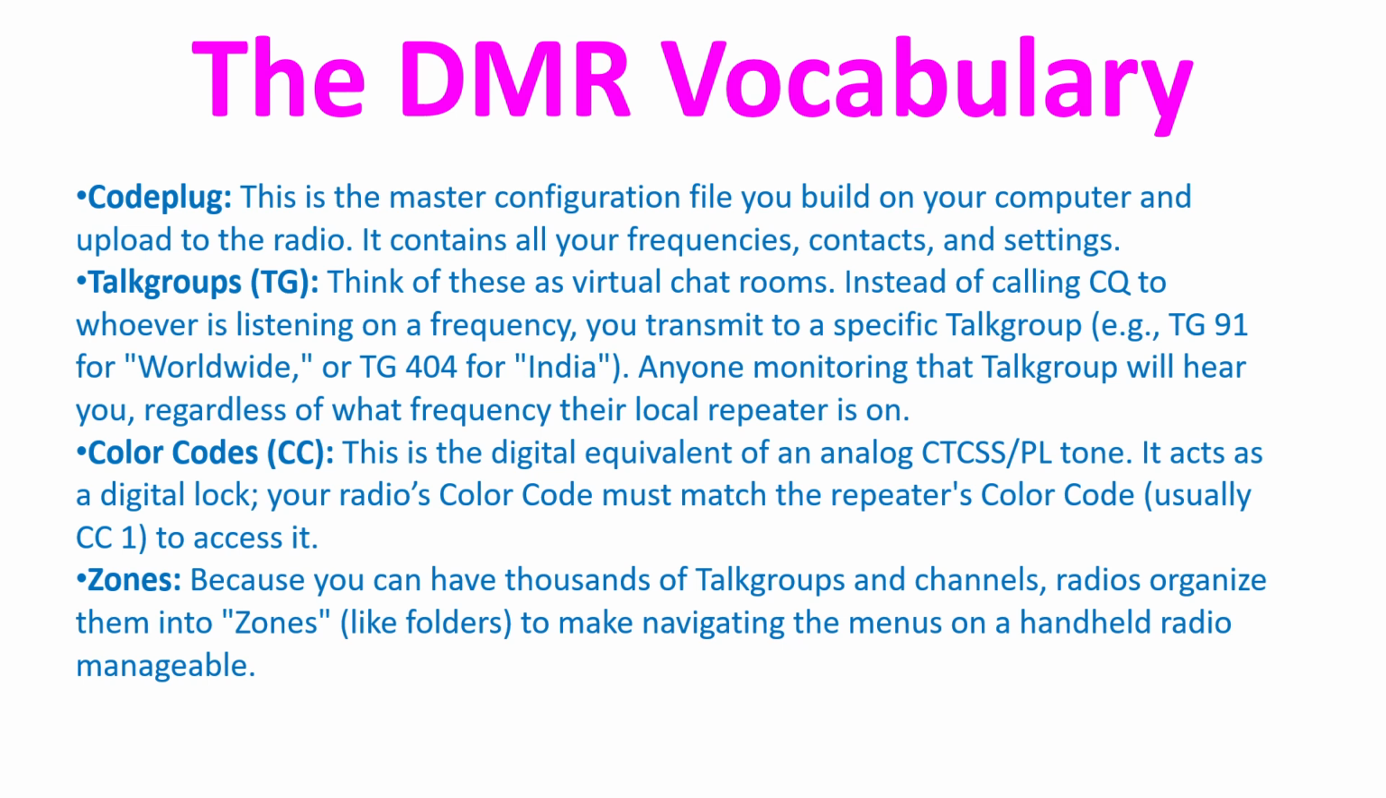Color codes. This is the digital equivalent of an analog CTCSS or PL tone. It acts as a digital lock. Your radio's color code must match the repeater's color code, usually CC1, to access it. Zones. Because you have thousands of talk groups and channels, radios organize them into zones, like folders, to make navigating the menus on a handheld radio manageable.